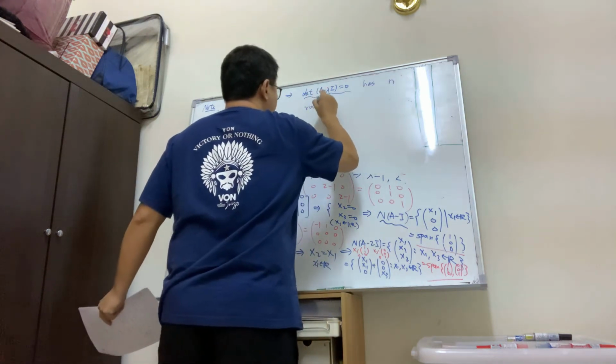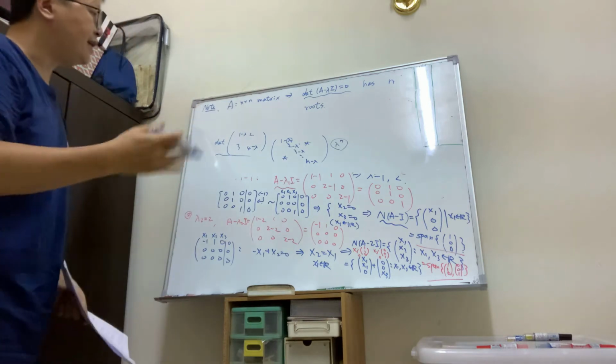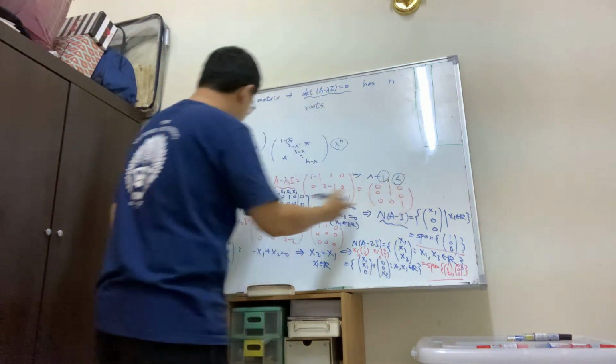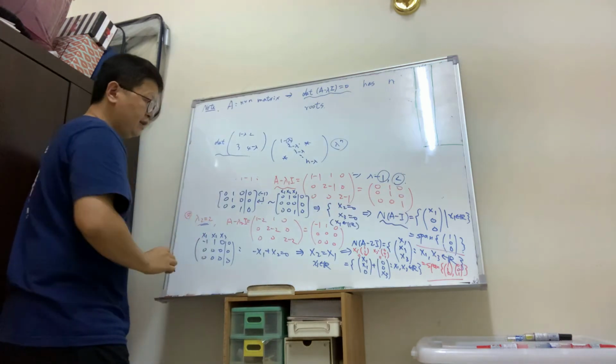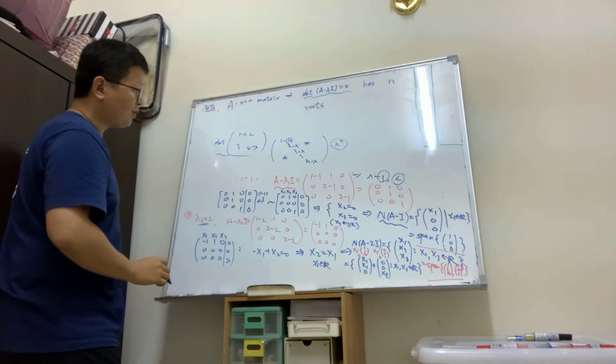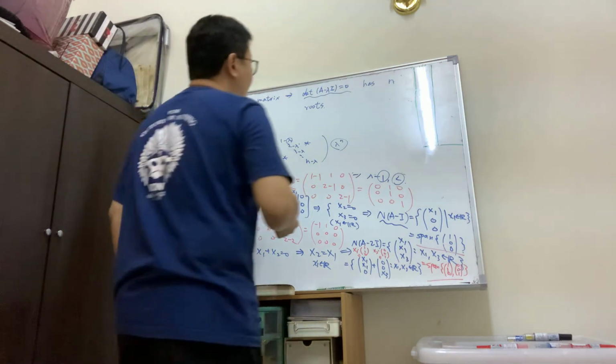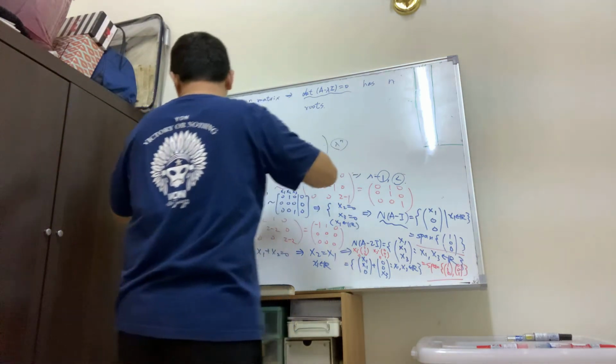And of course, the roots could be repeated. For example, 1, 2. And here the eigenvalue 2 is repeated, right? It's repeated. Okay, so it has n roots.